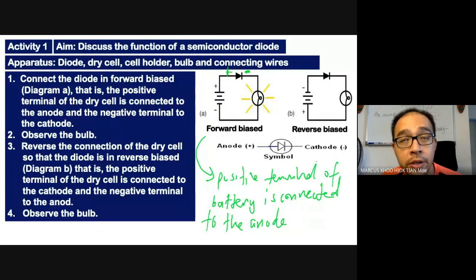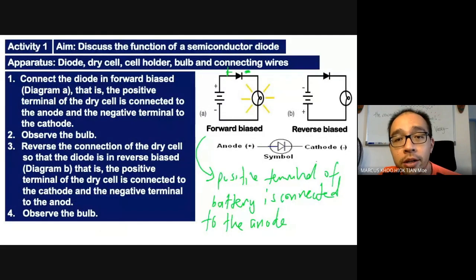So we call this situation forward bias. In Malay it is pincang ke depan. When the positive terminal of the battery over here is connected to the anode of the diode, we call this forward bias. And we notice that when it is forward bias, the bulb will light up, according to this picture. Unfortunately, we're not in school, so I can't really show you this.